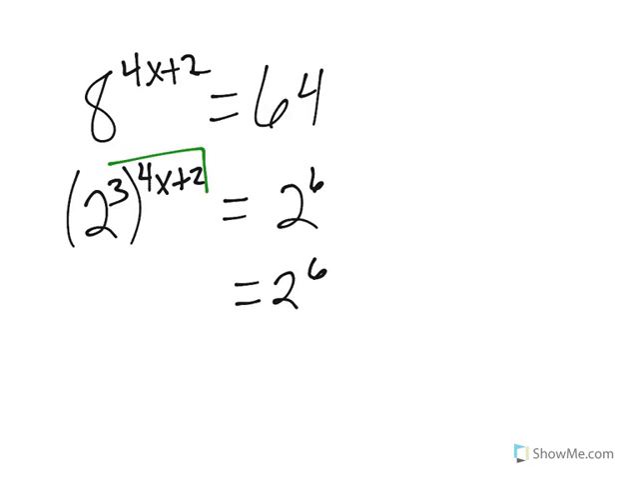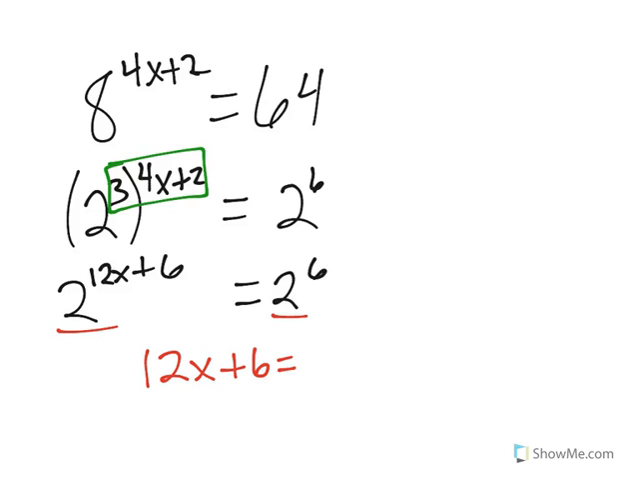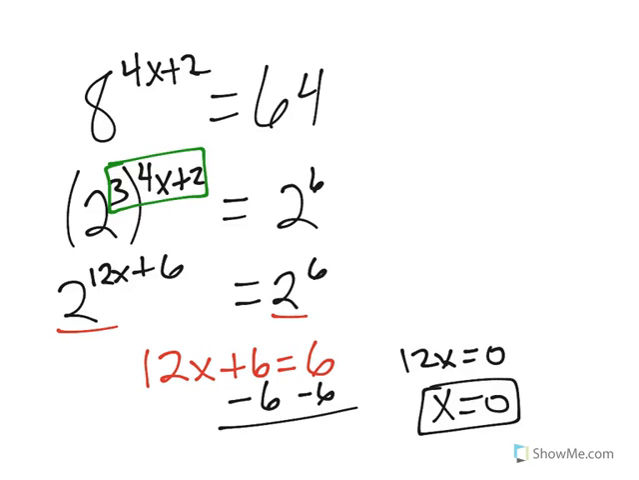If I have 2 to the 3rd raised to the 4x plus 2, the first property we went over stated that I just multiply the exponents. So 3 times 4x is 12x, plus 3 times 2 is 6. Now I have the same base, so I set the exponents equal to each other, and when I solve for x, I get 12x is equal to 0, so then x is equal to 0. And I'm done.